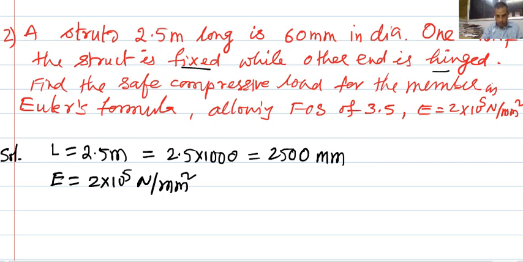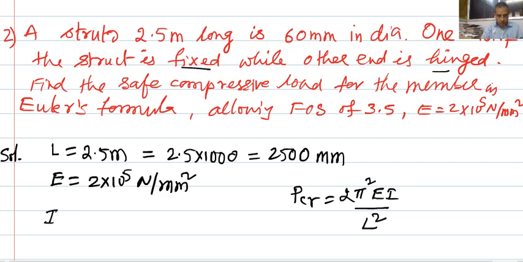So that means what is my crippling formula? PCR is equal to 2 pi square EI by L square. I hope this is okay. One end is fixed, other end is hinge. So 2 pi square EI by L square, right? So I need to find out I.